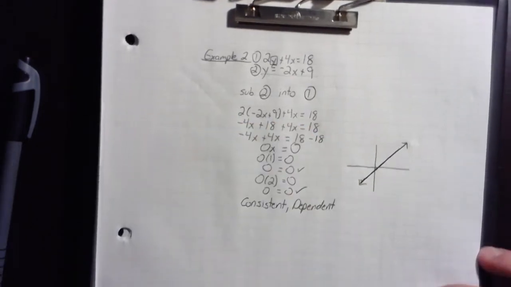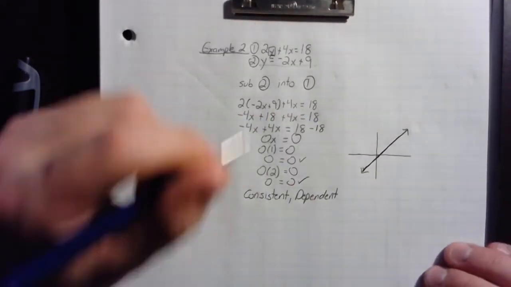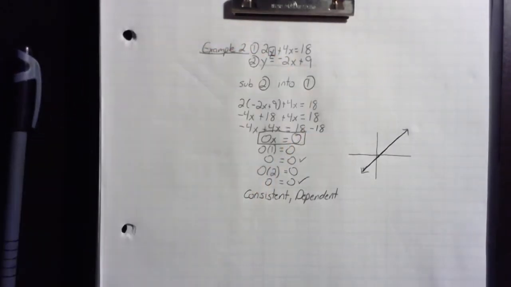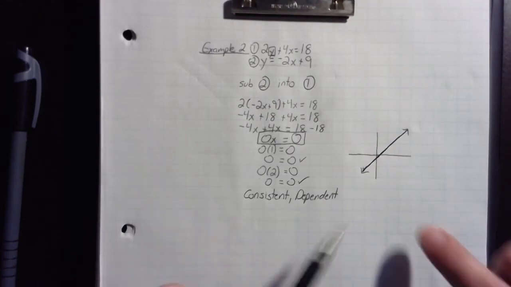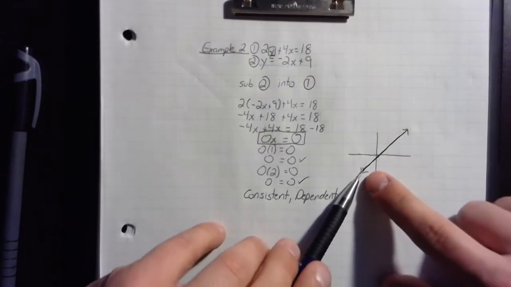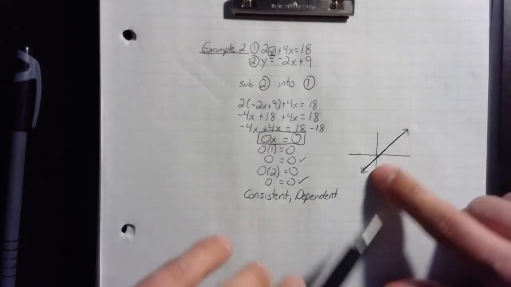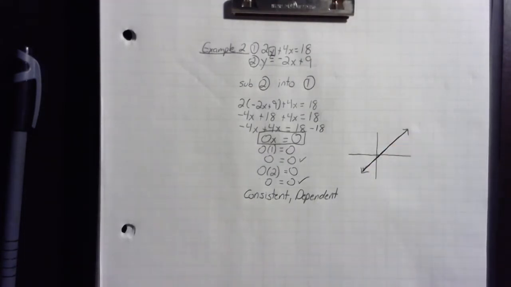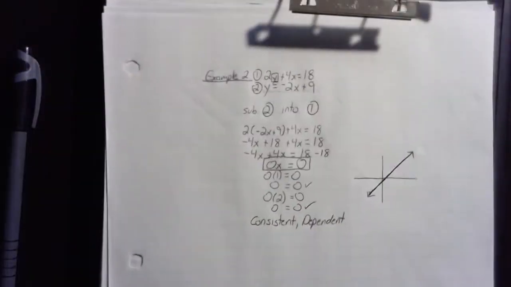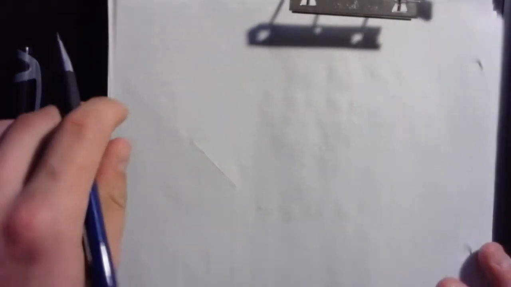system. Okay, so the one thing you want to look out for is this equation right here, 0x equals 0. When you see that, you know right away that you are going to have a consistent and dependent system of equations, because the two equations are going to lie on top of one another. They're going to have the exact same slope and the exact same y-intercept. Okay, so that's example 2. Let's go on to example 3.